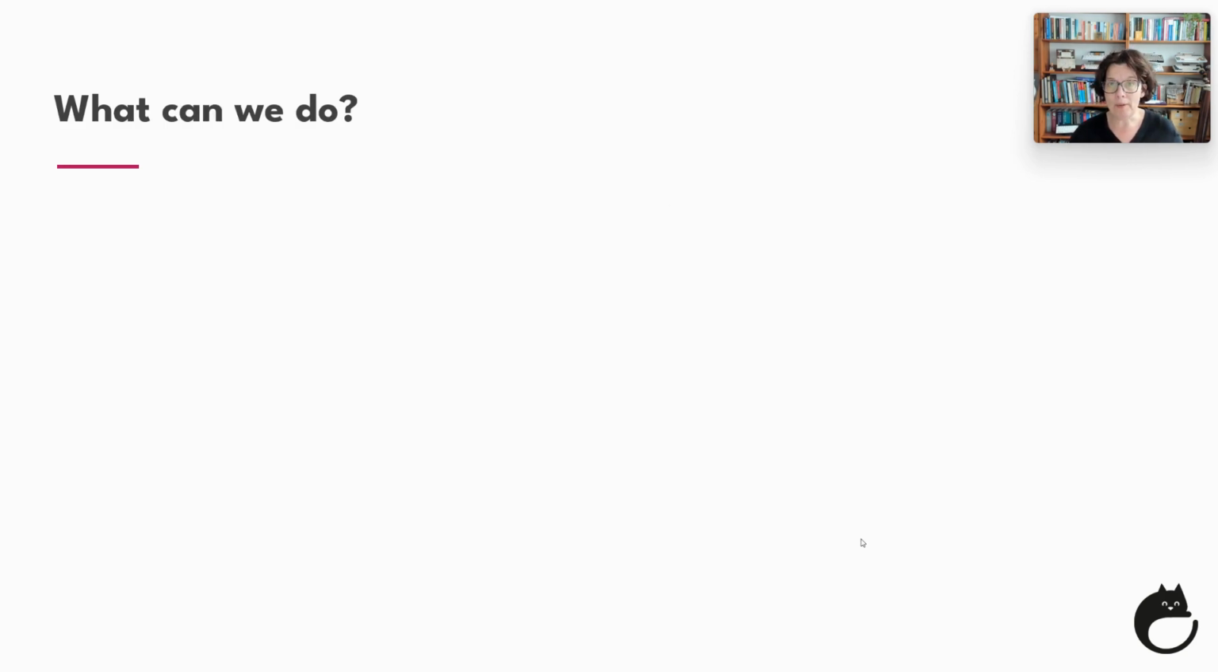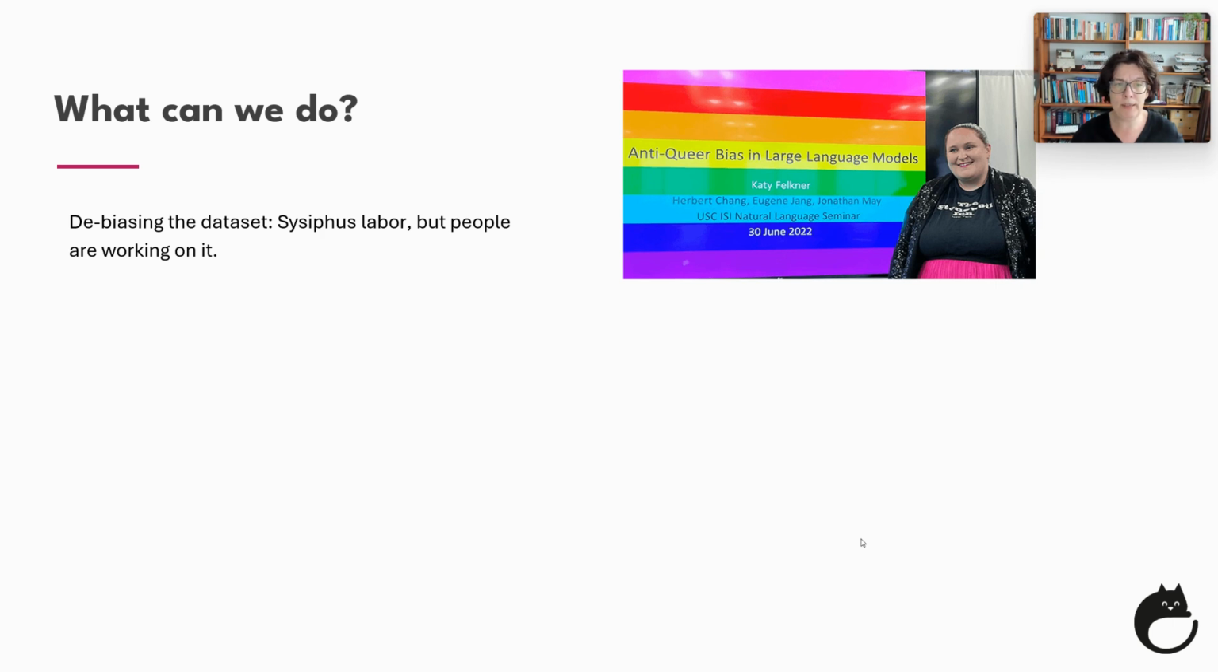So, what can we do about that? Well, there are lots of initiatives of people who are trying to de-bias the data sets of large language models. It's Sisyphus labor, but there are people working on it, as are people who are working on large language models in other countries, in other languages, because bias nowadays is not just racial, gender, or minority based bias, which is bad enough, but a large language model that has been trained on an English dataset has not only been trained on the English language, but on English culture as well, and in this case, US culture.